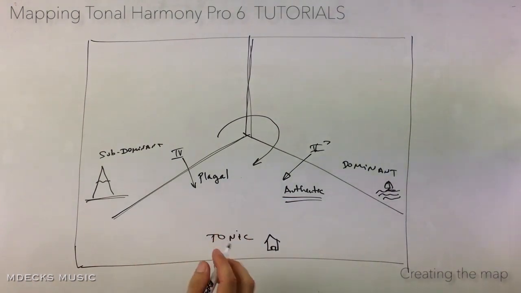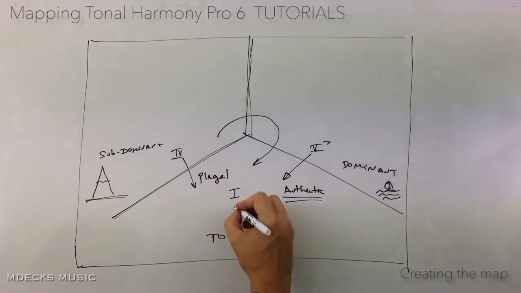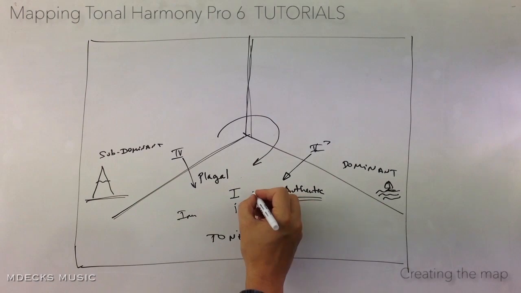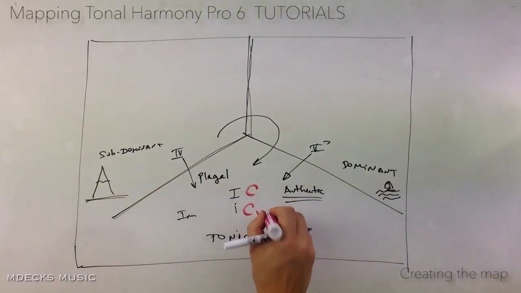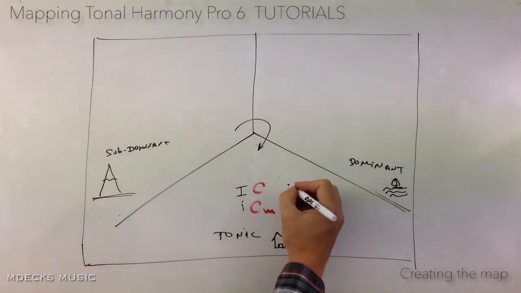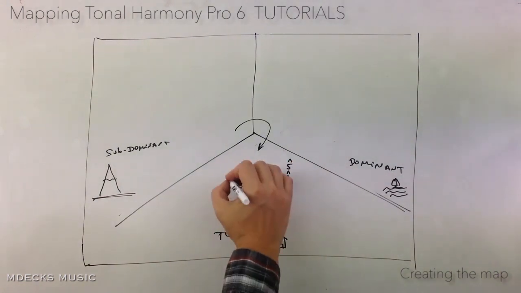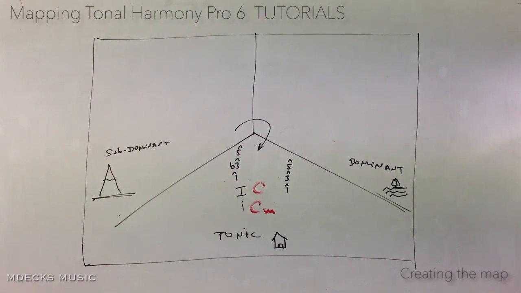The tonic is where we want to return, and of course, it must have the 1 in major and the 1 minor in minor. You can also write it as such. If we are in C major or minor, then the C and the C minor triads are here. Okay, the major triad has the degrees 1, 3, and 5, and the minor, the 1, flat 3, and 5.